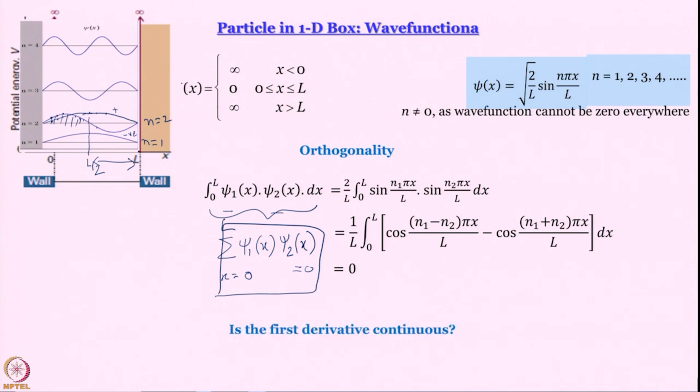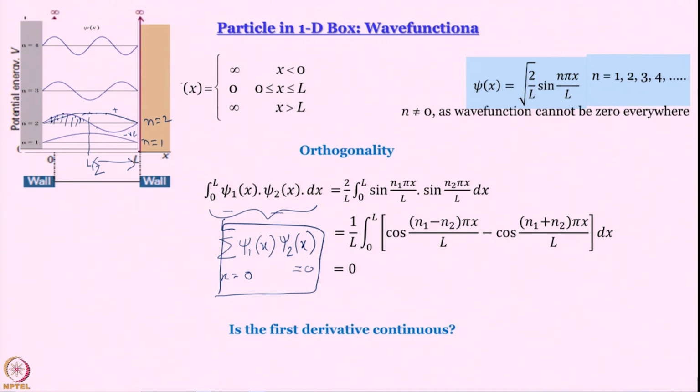Is the first derivative continuous? Yes, except for x equal to 0 and x equal to L. What is the derivative of sin kx? Well, it is cos kx. At x equal to 0, what is the value of cos kx? It is going to be 1, but we have already established that just outside x equal to 0 it is a flat line. So, it is 0. So, there is a discontinuity in the first derivative here.